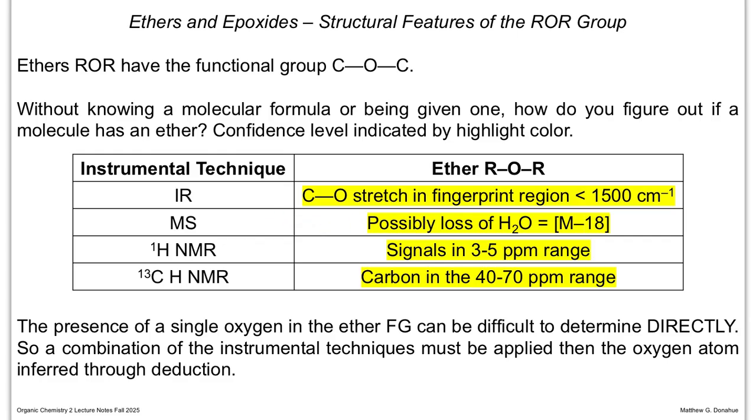Mass spec, you may see a fragment where the parent minus 18, where that corresponds to water, could be a daughter ion. Proton NMR, when you see signals between 3 and 5, that's an indicator that that carbon atom has an oxygen bonded to it. And then the same thing for C13, so that H should not be there. So ethers are one of the more challenging functional groups to figure out through spectroscopy.